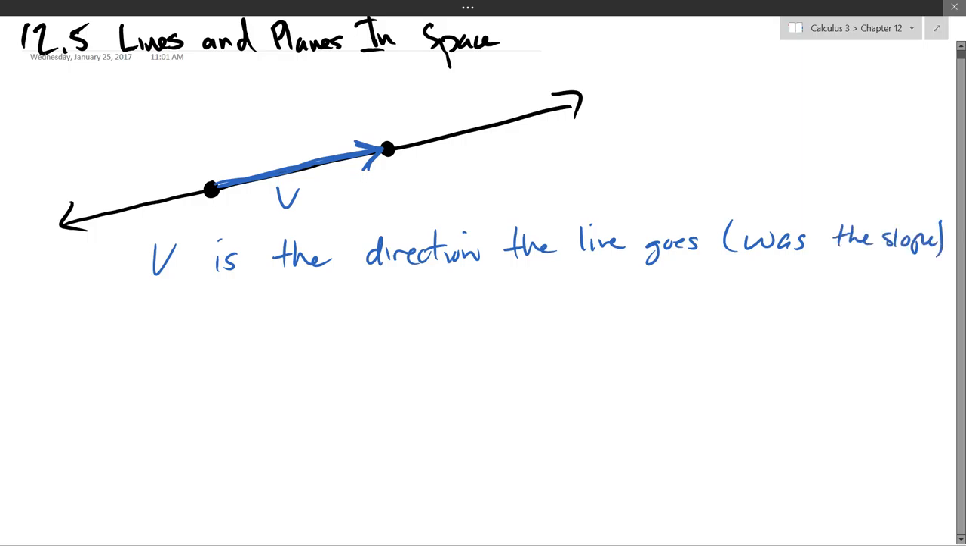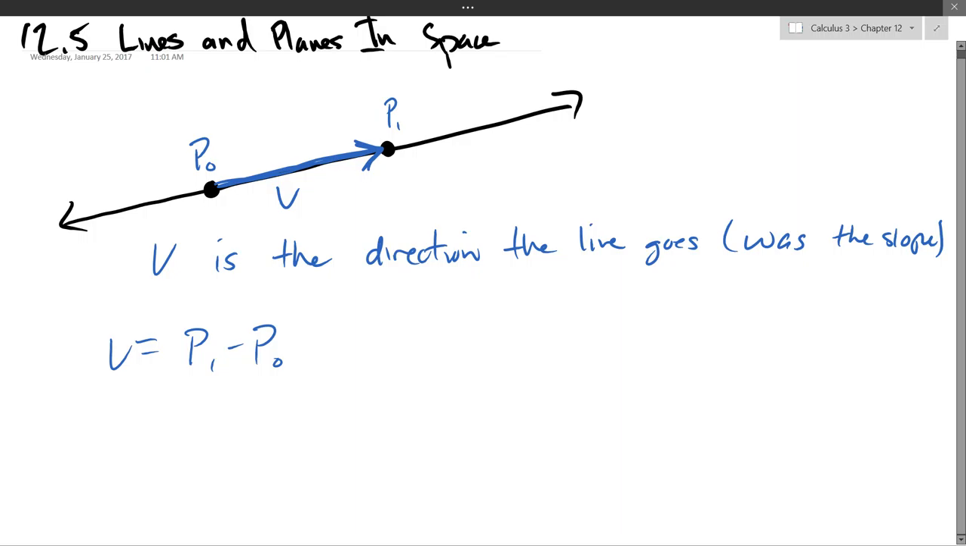So the analogous property was slope. So I'll just write, it was the slope. The reason I don't want to use the word slope overall is because it's not really rise over run, because there's not just go right and then go up. You could be going in R3 or R4 or R5, whatever dimension it's in. There's no really right and up anymore. All right, so V is the direction the line goes, and then we'll use P naught right there.